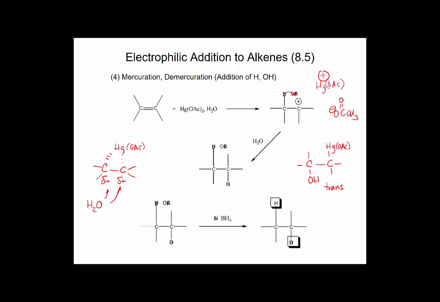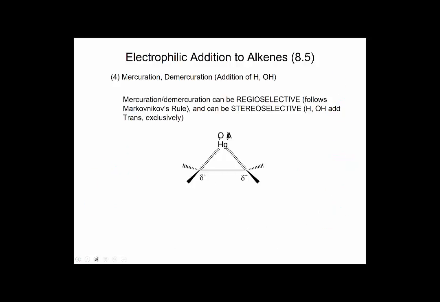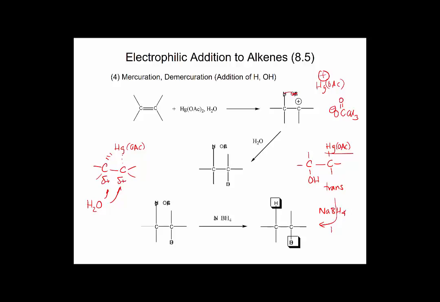Then in order to convert the mercury to a hydrogen, we add sodium borohydride, which is a source of H minus. We know from the final product that the H minus of the sodium borohydride replaces the mercury in exactly the same spot where it started. So in the end, the H and the OH have added trans.